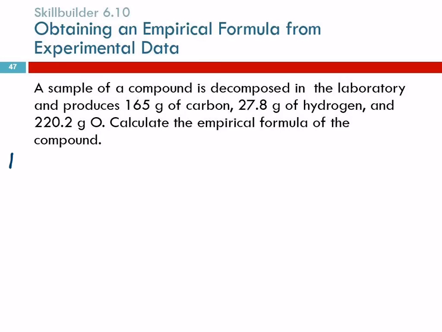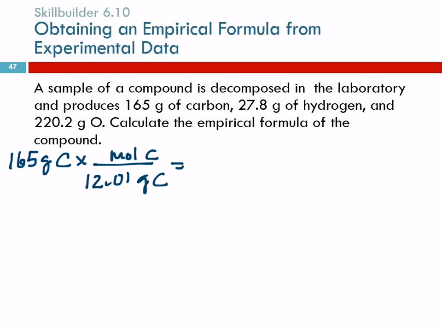So start with the masses. 165 grams of carbon. I need to convert these into moles. So I want moles of carbon. I'm going to divide by grams of carbon. I get the number off of the periodic table. 165 divided by 12.01. I'm going to write down plenty of digits. This is giving me 13.73855. That would be moles of carbon.